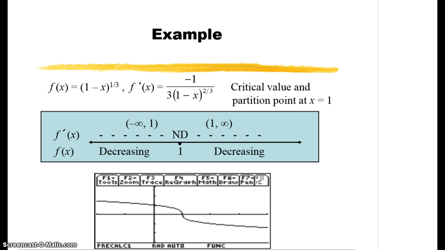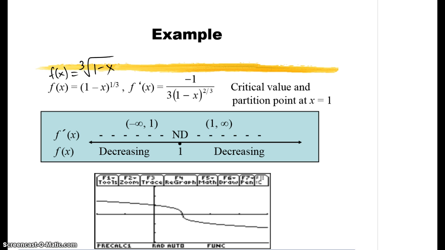Let's take a look at another example here. f of x equals (1 minus x) to the power of 1/3. Or we could think of this as the cube root of 1 minus x, right? It's equivalent. You should confirm that the derivative of this function, f prime, is negative 1 over 3 times (1 minus x) to the power of 2/3.